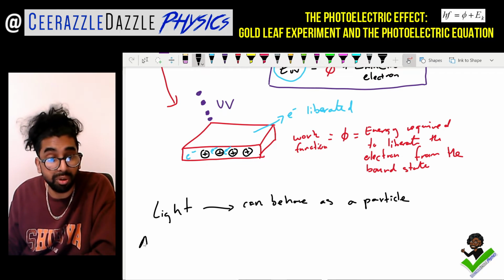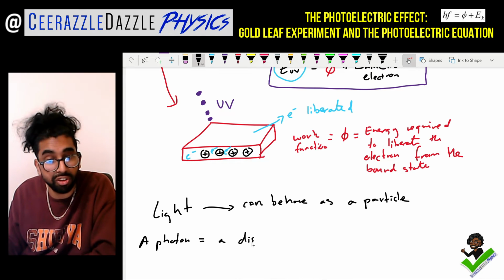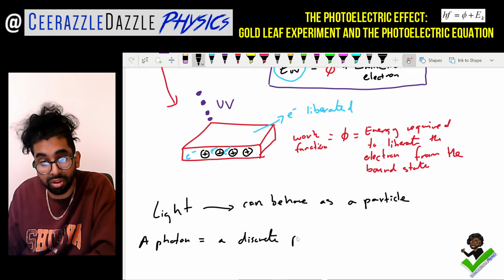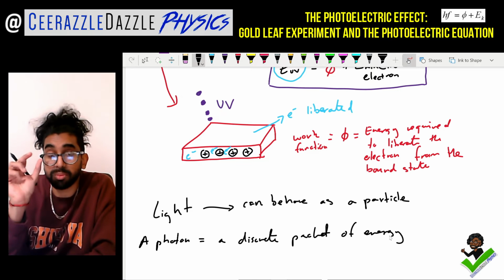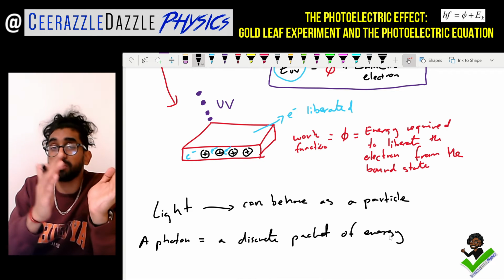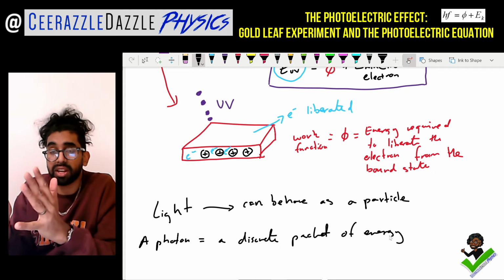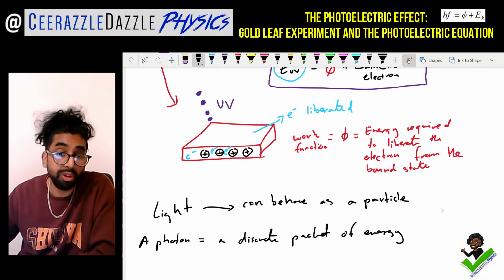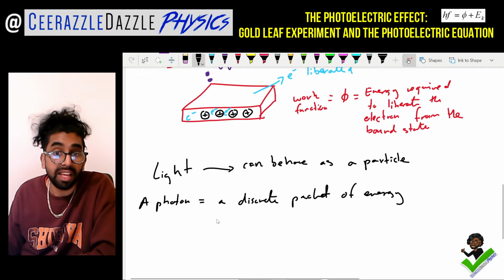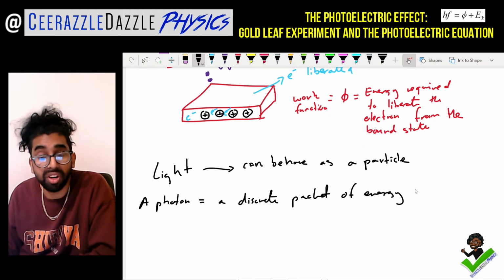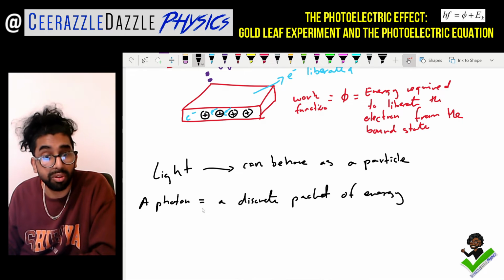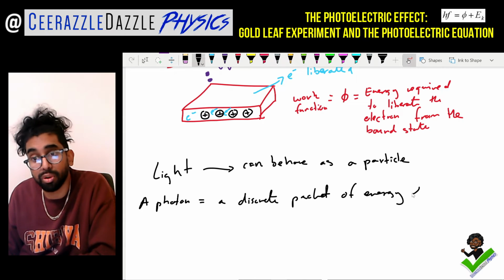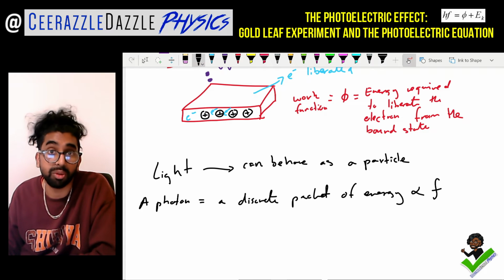A photon is simply a discrete packet of energy. The word discrete means of a specific value, because the photon of visible light will not be the same as the photon for ultraviolet light, and that won't be the same as a photon for gamma radiation. So all of them will be different. The photon is known as a discrete packet of energy, and it is proportional to the frequency of the wave.